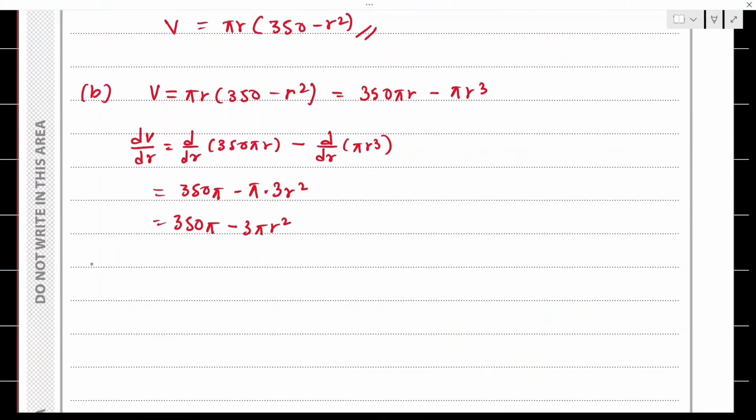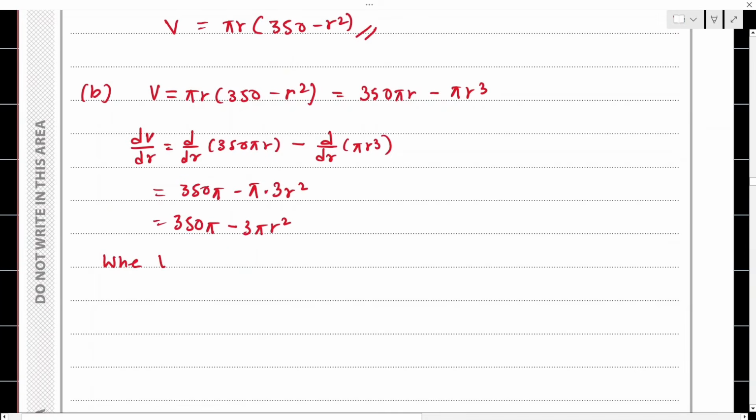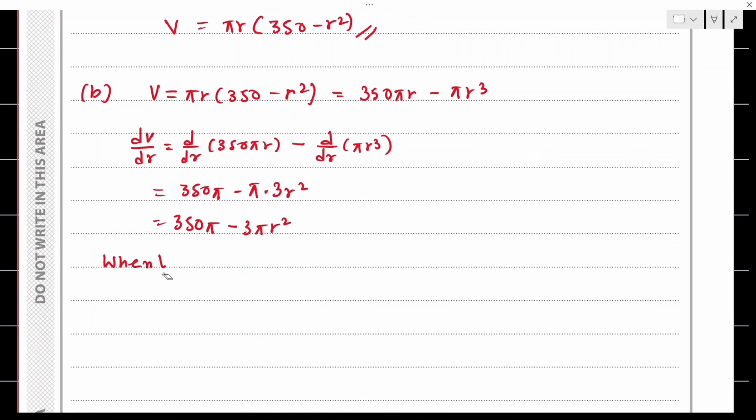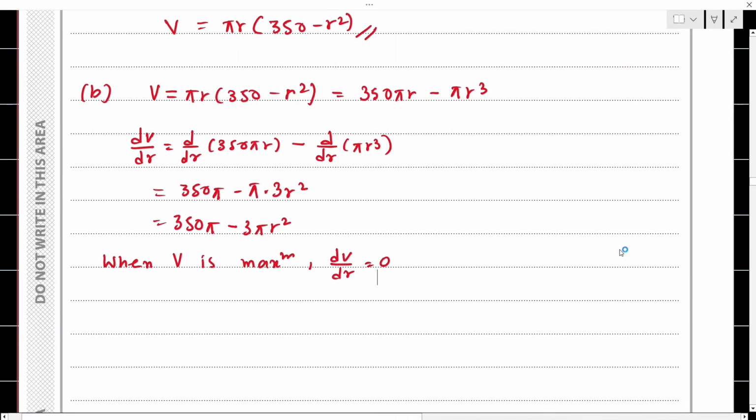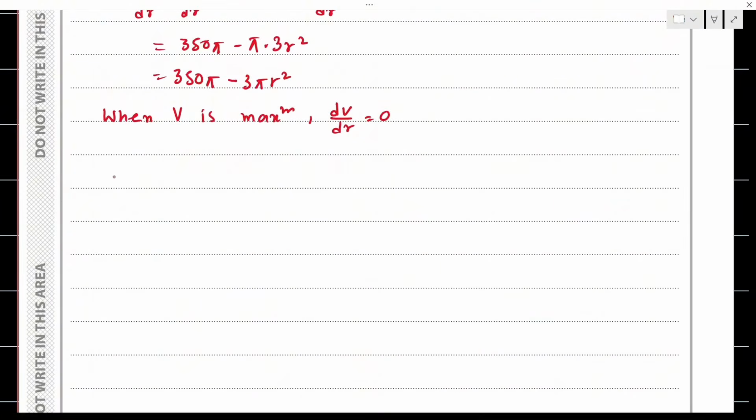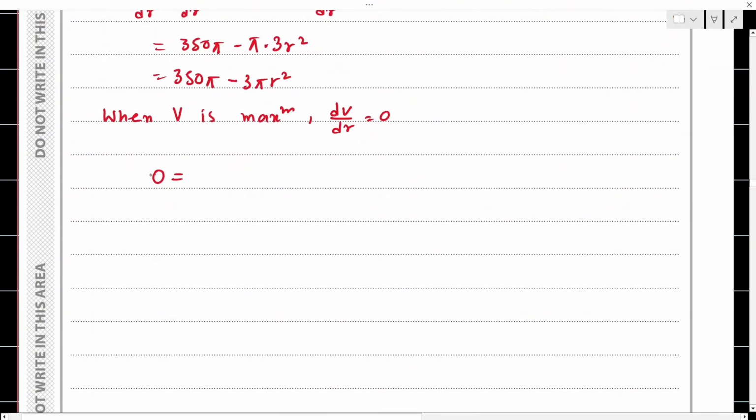We know that when v is maximum, we know from the general property of functions that when a function is at its maximum value, its dy by dx or its gradient will be equal to 0. So when v is maximum, dv by dr will be equal to 0. Its gradient will be equal to 0. We know that from the general property of functions. So we can use this property to find our value of r.